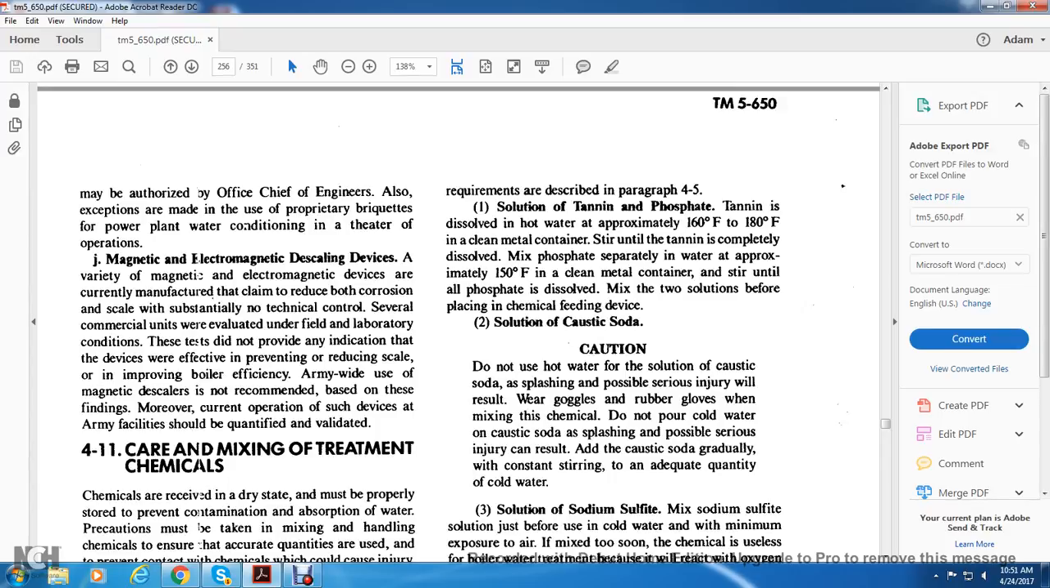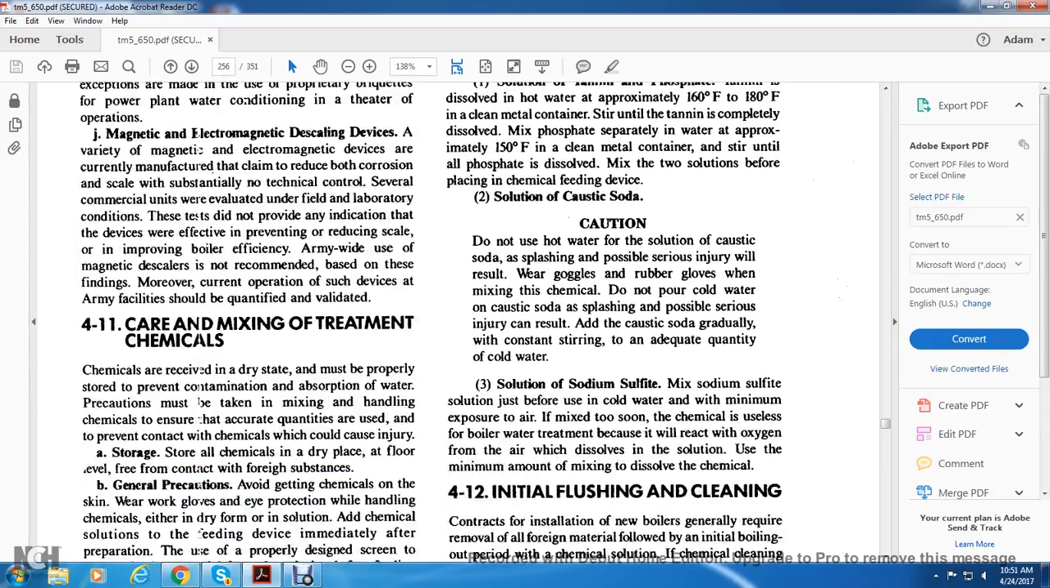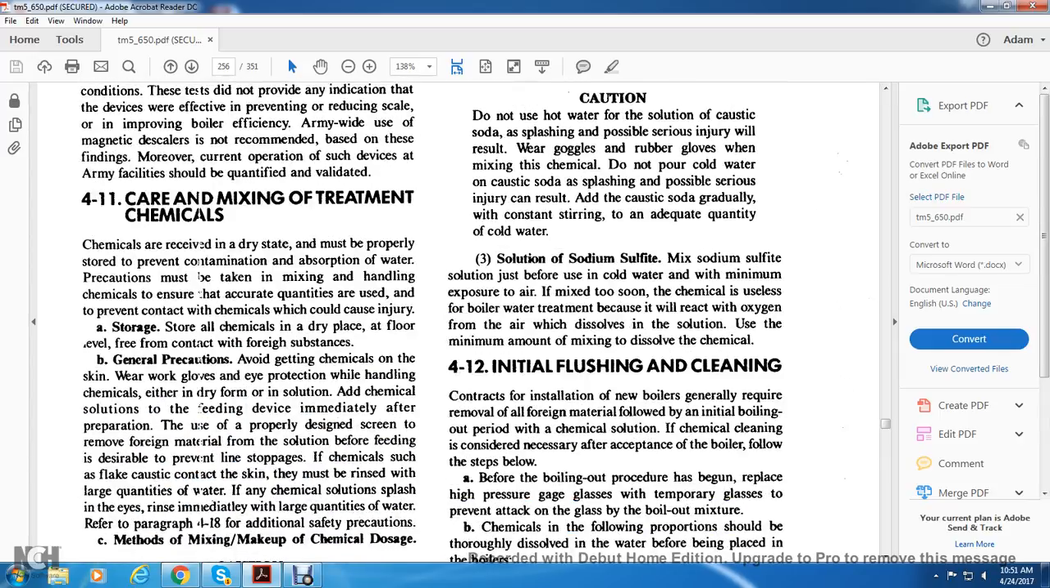A variety of magnetic and electromagnetic devices currently manufactured claim to prevent both corrosion and scale with substantially no technical control. Several commercial units were evaluated under field and laboratory conditions. These tests do not provide indication that the device is effective in preventing or reducing scale or improving boiler efficiency. Army-wide use of magnetic descalers is not recommended based on these findings. Moreover, the current operation of such devices in Army facilities should be quantified and validated.